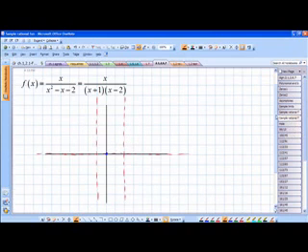Here's another example. This rational function x over (x squared minus x minus 2). I can factor the denominator, and I have vertical asymptotes at -1 and +2. Because the degree of the numerator is less than the degree of the denominator, I have a horizontal asymptote at y equals 0, hence this red dashed line. If x is 0, y is 0, so that's 1 point.